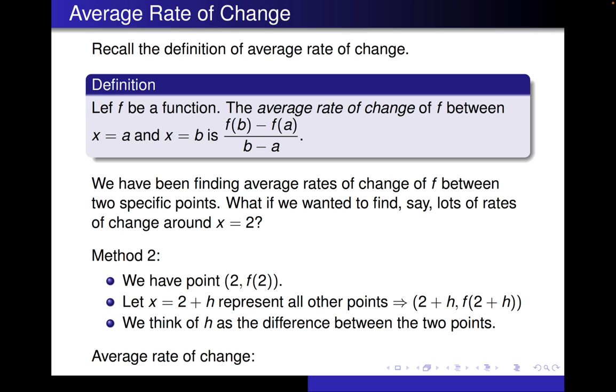And so when we find the average rate of change, what do we get? Well, we're going to subtract the y-coordinates to get f of 2 plus h minus f of 2. And then we're going to subtract the x-coordinates to get 2 plus h minus 2. And one thing you might notice in that denominator is the plus 2 and the minus 2 will cancel each other out. And you end up with f of 2 plus h minus f of 2 all over h.